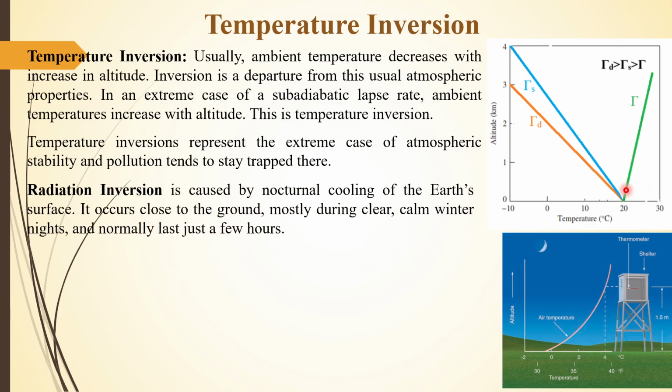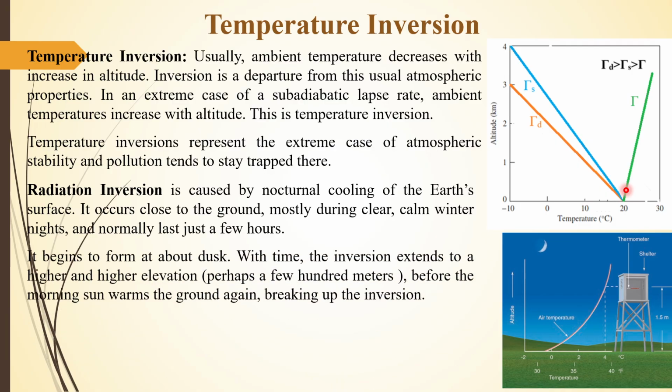Radiation is one of the causes of temperature inversions, and it is caused by nocturnal cooling of Earth's surface. It occurs close to the ground, mostly during clear, calm winter nights, and normally lasts for a few hours, and it begins to form about dusk. With time, the inversion extends to higher and higher elevation, perhaps a few hundred meters. Before morning, the sun warms the ground again, breaking the inversion.